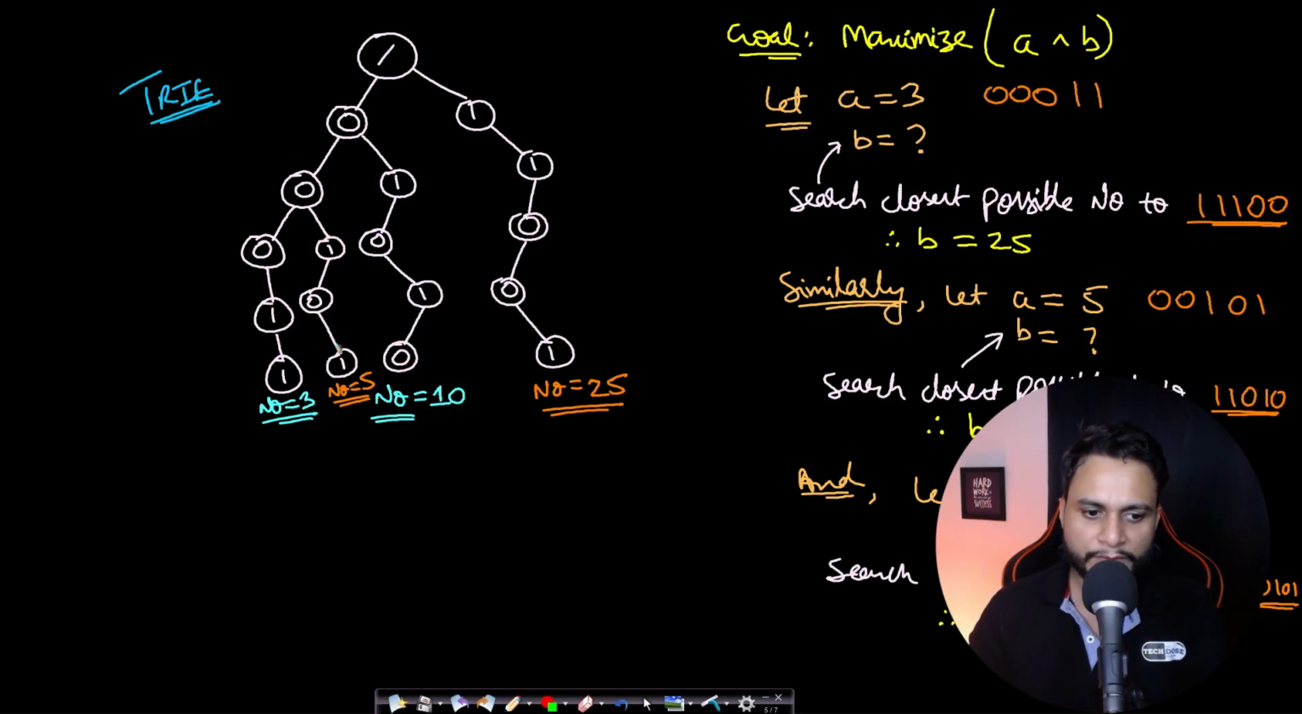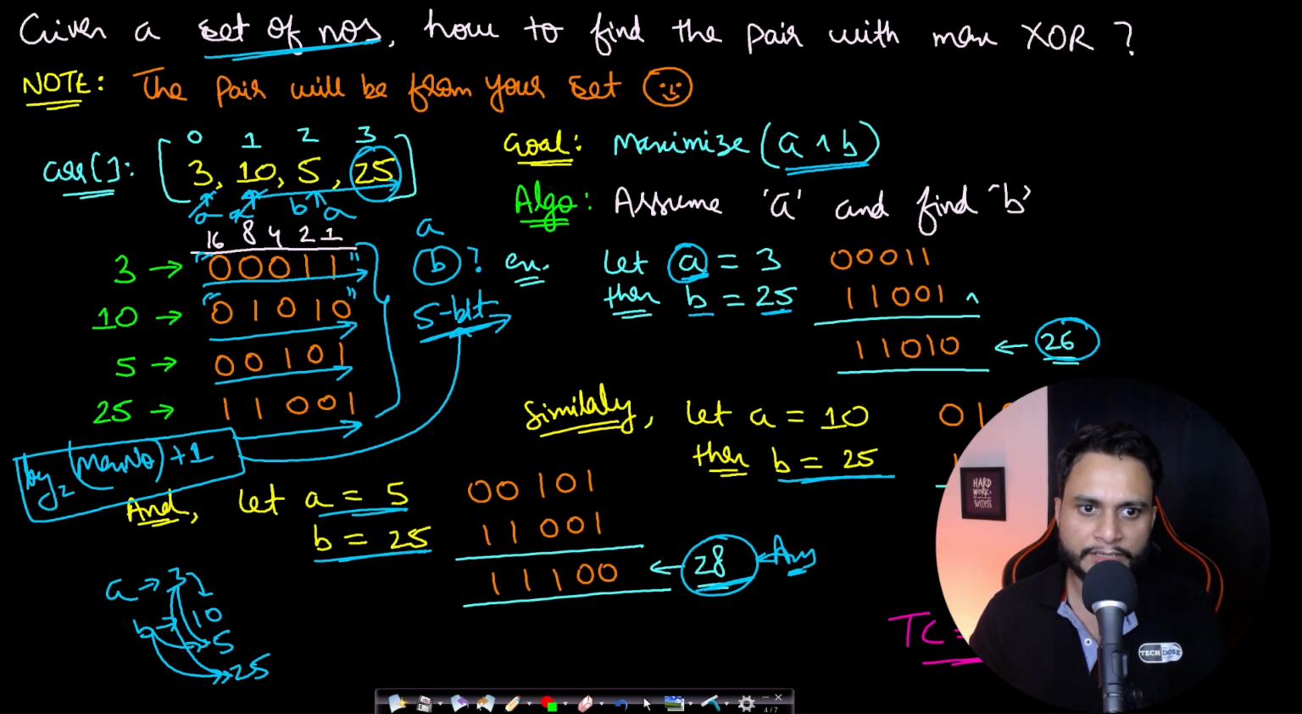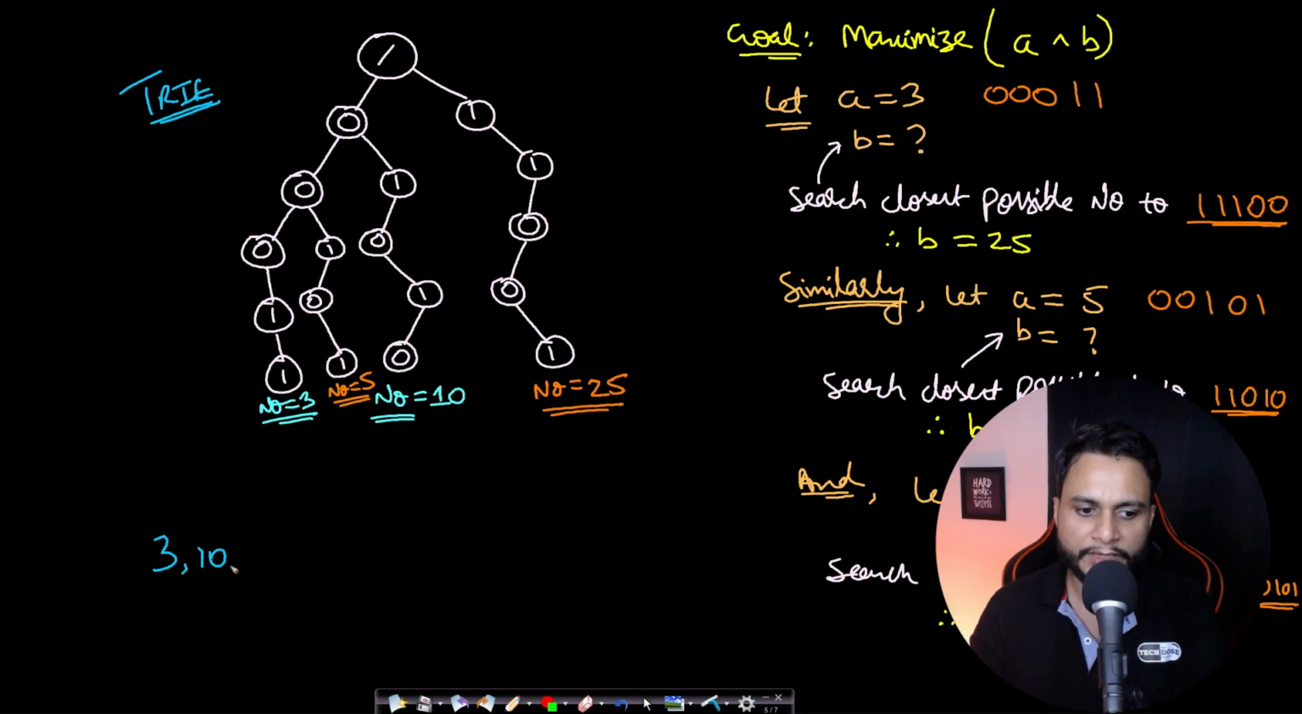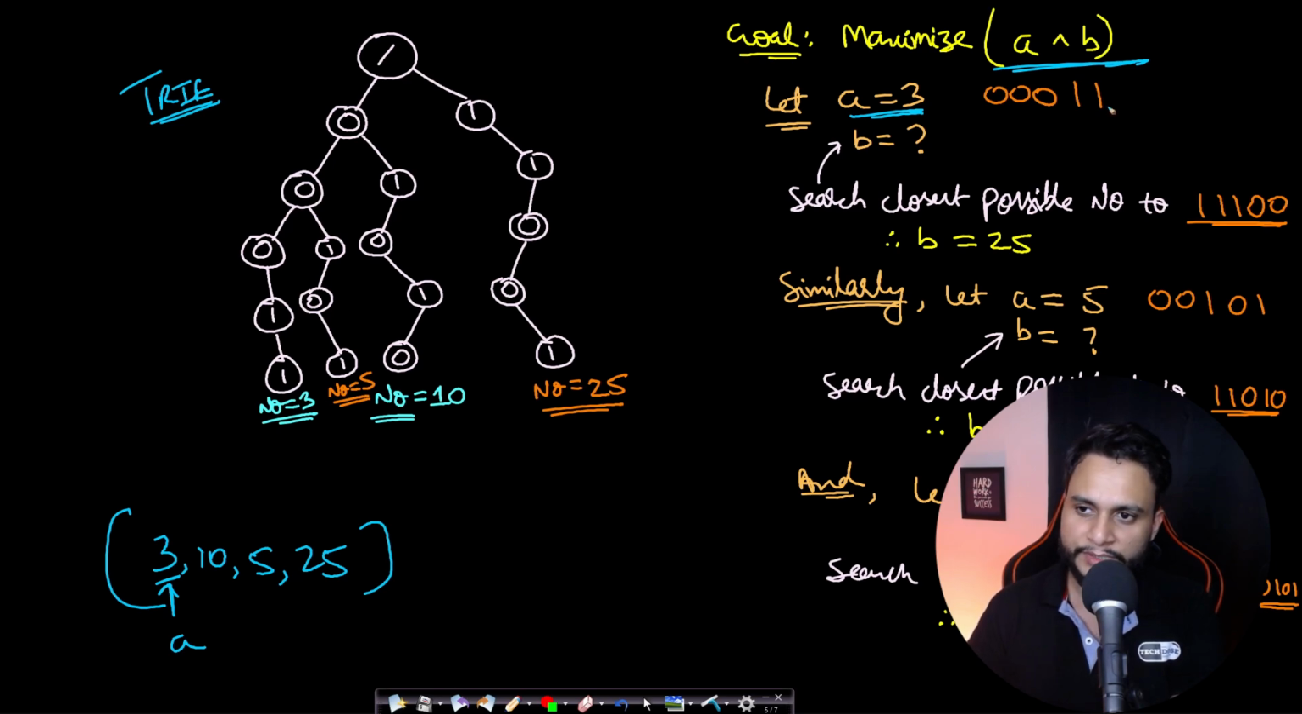Now in this case as well, what was the array? The array was 3, 10, 5, 25. Our goal is again to get the two numbers which will maximize the XOR value. So let's pick this as A, and our goal is to maximize A XOR B. We have picked A equals 3. What is the value of 3? It is equal to 00011 in 5-bit representation, right? So what will be the best possible result for B to get the maximum value? You already saw that if you negate all these bits, it will be 11100.